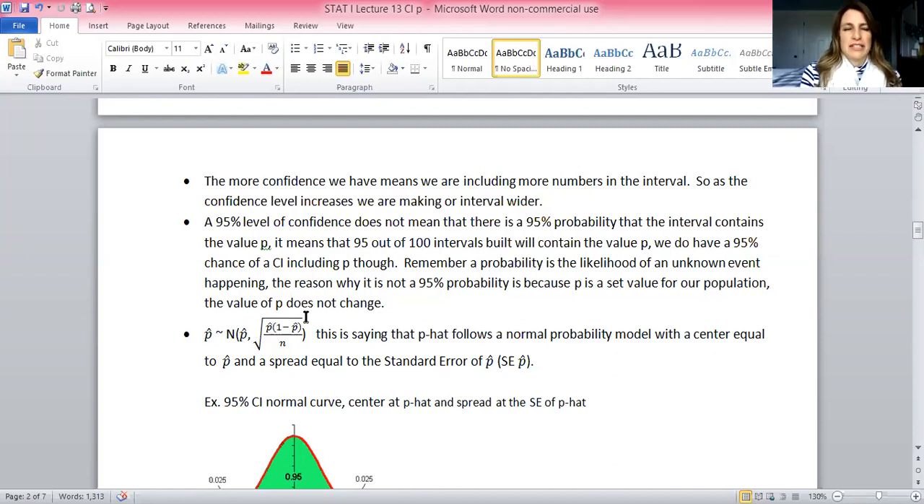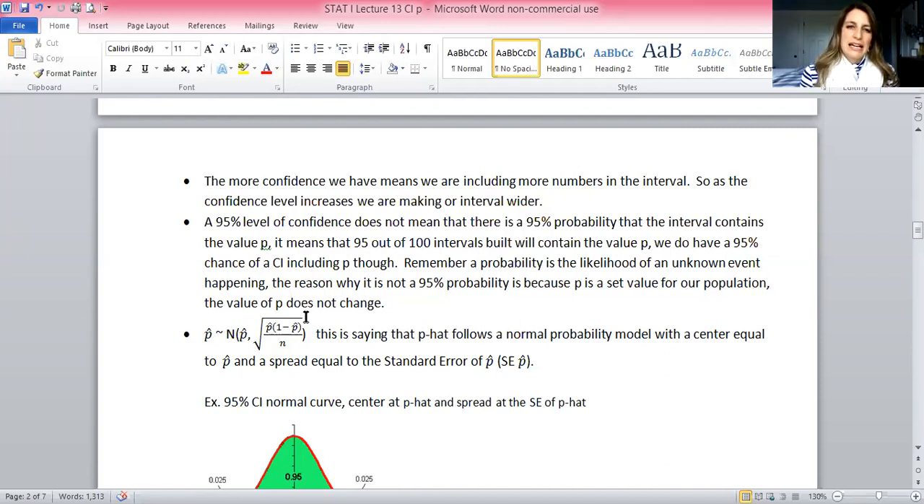I don't want you to think of a CI as a probability, okay? Because what we're calculating here is we're estimating p. p is something that has already occurred. p is a set value for a population. It's just we don't know what the value is. It doesn't change. When we're talking about probabilities, we're talking about the likelihood of an event occurring, and that's not what we're looking at here, okay? So I don't want you to think that.